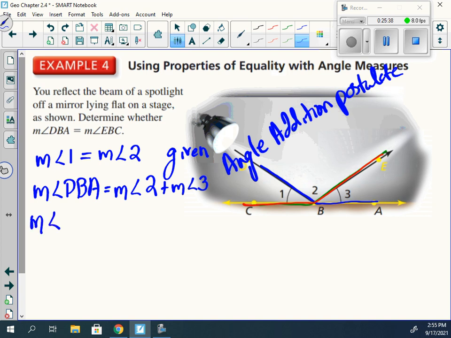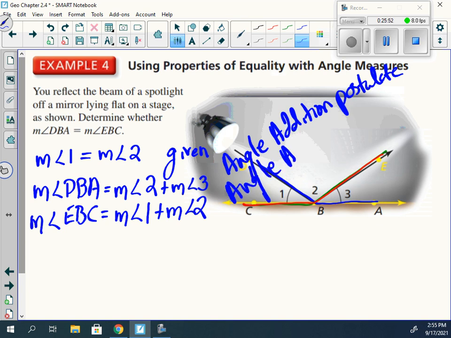Now we can also say that the measure of angle EBC is equal to the measure of angle 1 plus the measure of angle 2. All right. Angle addition postulate. So from the first chapter where we talked about two angles add together to give me the whole is what we're referring back to, because 1 plus 2 will give me EBC. 2 and 3 will add together to give me DBA. Yes?